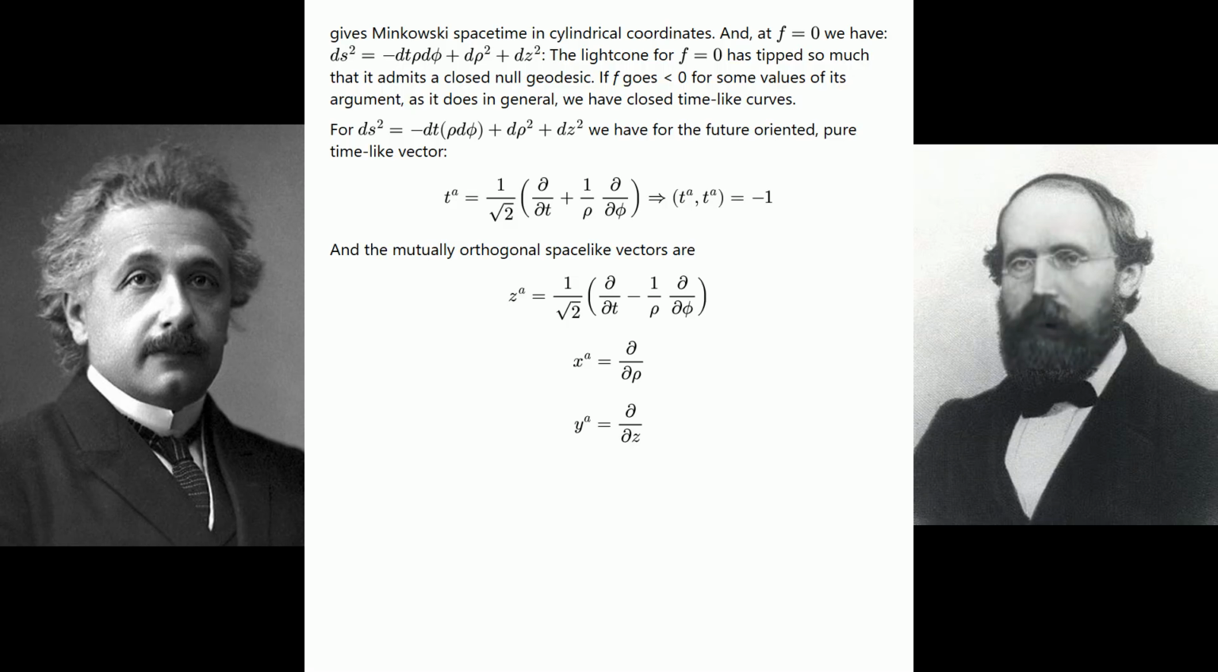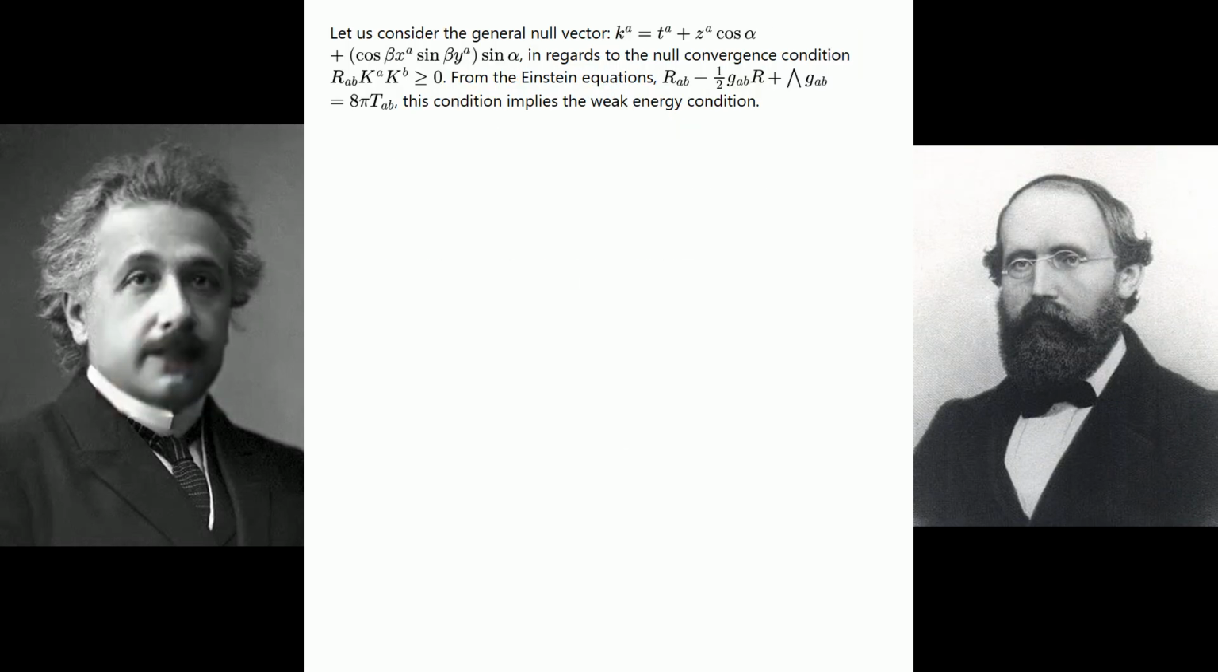For ds squared equals negative dt of rho d phi plus d rho squared plus dz squared we have for the future-oriented, pure timelike vector, see the next equation. And the mutually orthogonal spacelike vectors are, see the equation shown. Let us consider the general null vector, k to the a equals t to the a plus z to the a cosine alpha plus the cosine of beta x to the a plus the sine of beta y to the a times sine alpha.